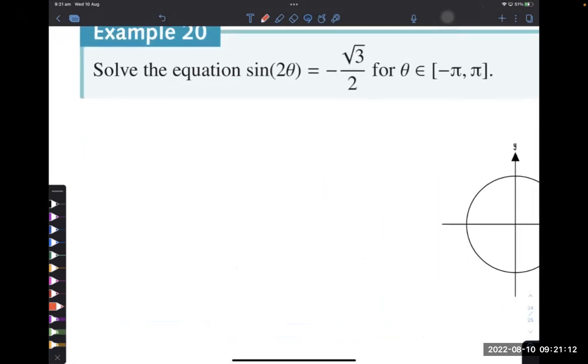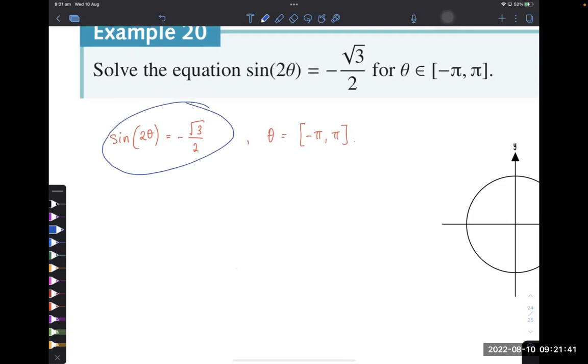Okay, I'm going to write down the question first. Sine of 2 theta equals negative root 3 on 2 this time. And our angles are between negative pi and pi. First thing, we need to find our base solutions. Okay. Our base solutions. Now, what's the first thing that we take across to the right-hand side?